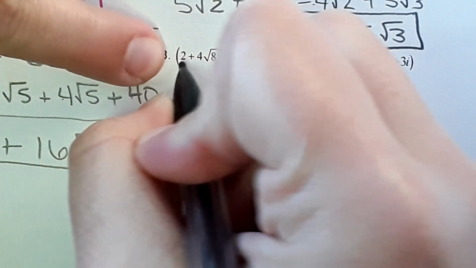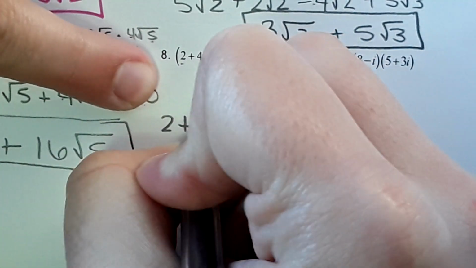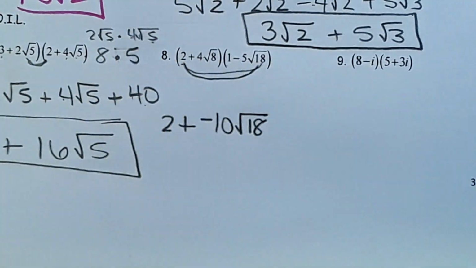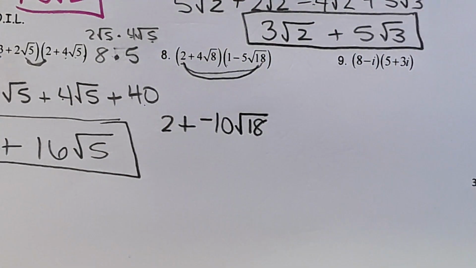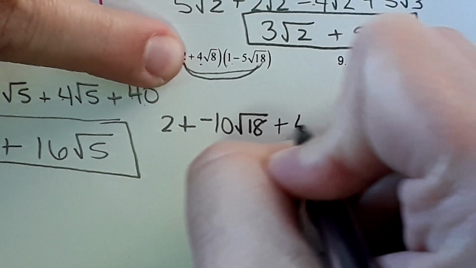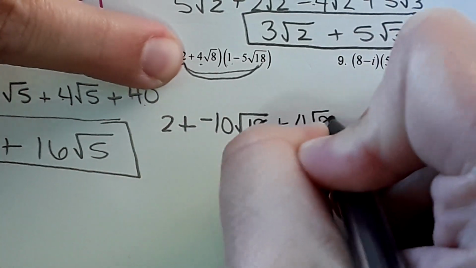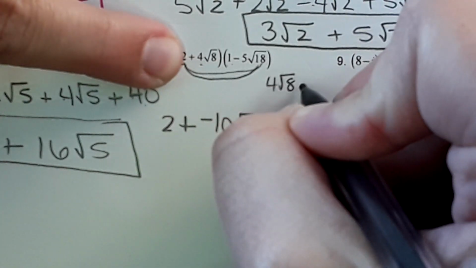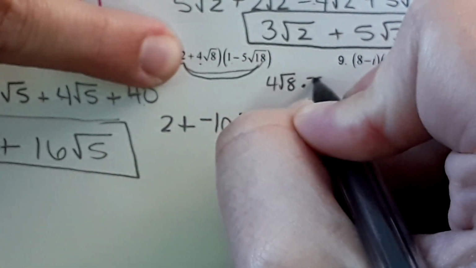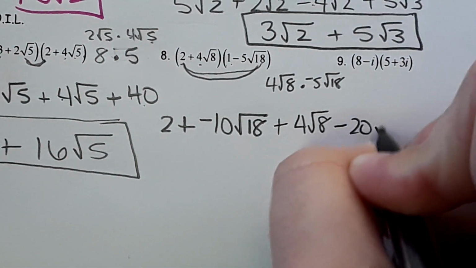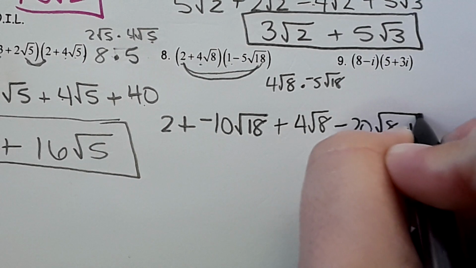So same thing, FOIL. 2 times 1 is 2. Outside, so 2 times this would be negative 10 square root of 18. Then inside, 4 square root of 8 times 1. And the last, 4 square root of 8 times negative 5 square root of 18. I'm going to simplify this, so I'm just keeping it separate.